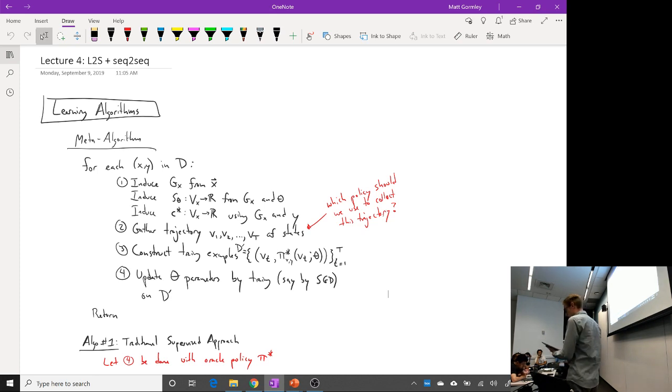Yeah. So one of the policies that we had talked about last time was this notion of a greedy policy, right? Which chooses the highest scoring nearest neighbor, right? And so we could say we return the greedy policy induced by S theta. And we could call that some pi hat.